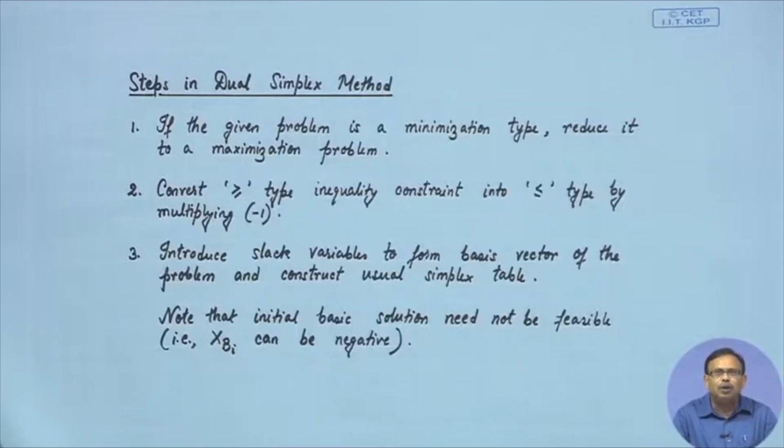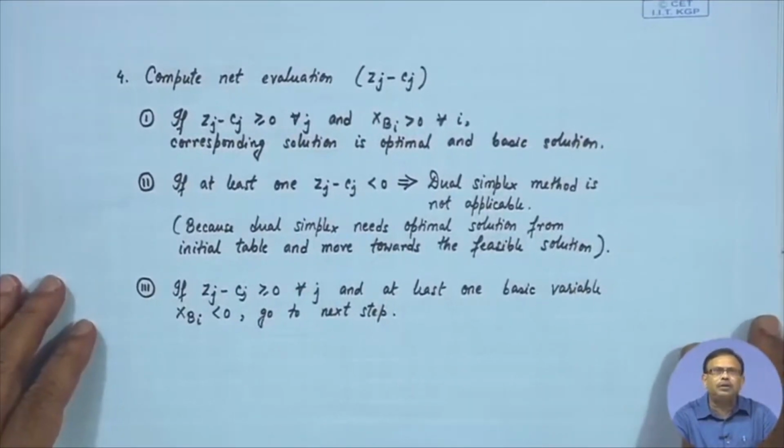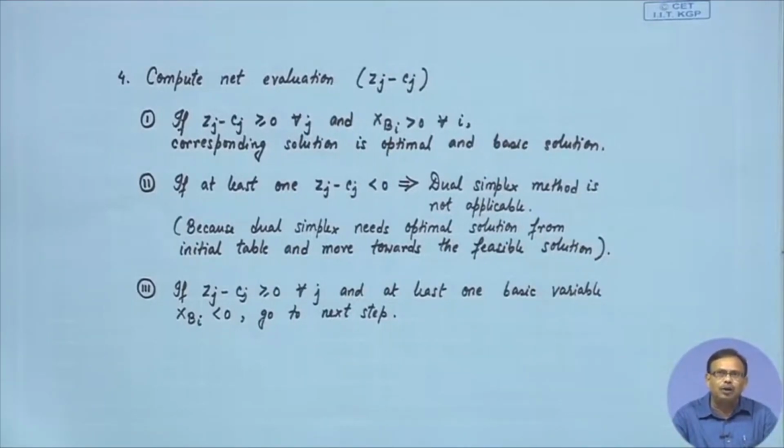So, you introduce the slack variables for the less than or equal to type inequality constraints to form the basis vector of the initial simplex table. Note that the initial basic solution need not be feasible. That is, whenever you have the initial basic solution, the xBi can be negative also. Step 4, compute the net evaluation zj minus cj, which we always calculate for simplex tables at each iteration.